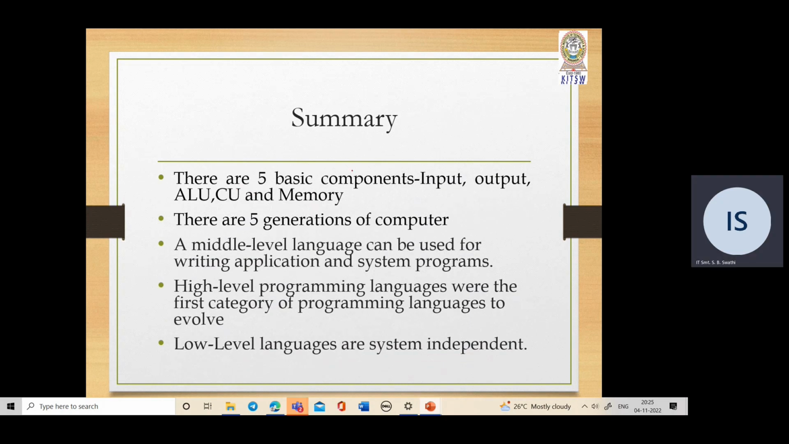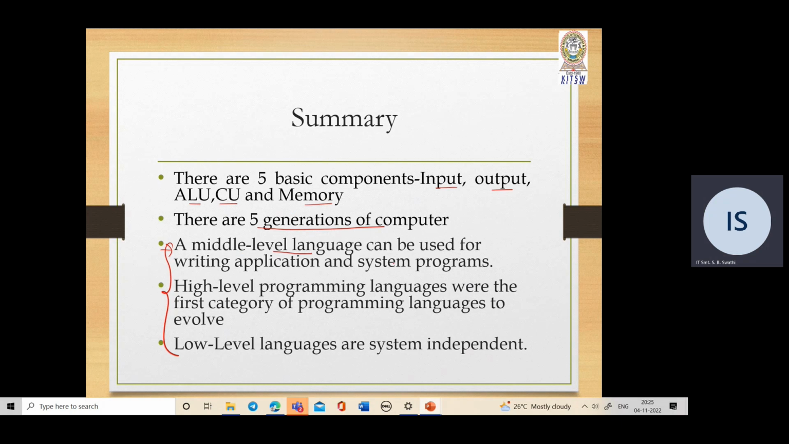Now students, the summary. In this lecture, we dealt with input, output, arithmetic logic unit, control unit, and memory. These are the 5 essential components of any computer. And we have also come across the 5 generations of computers and what are the merits and demerits of that. And we have gone through the different types of languages. All the programming languages can be classified into 3 types.